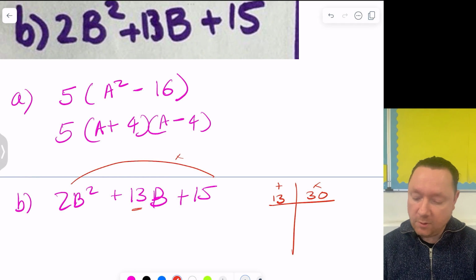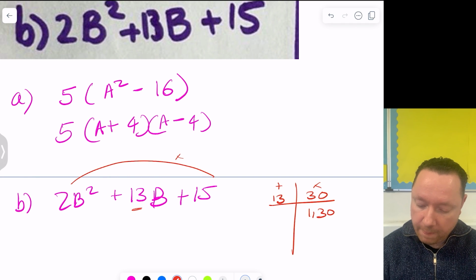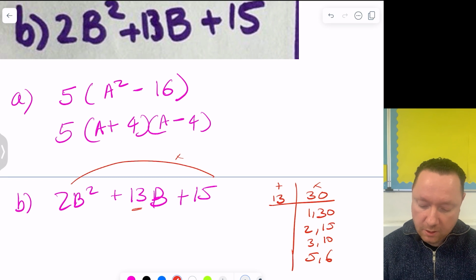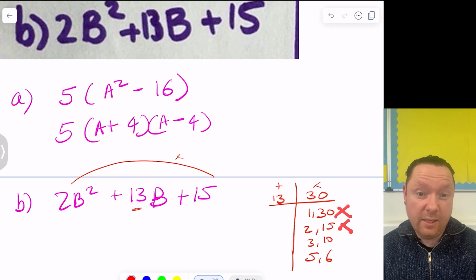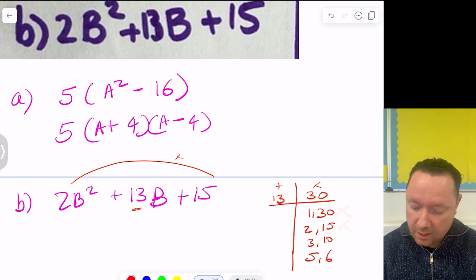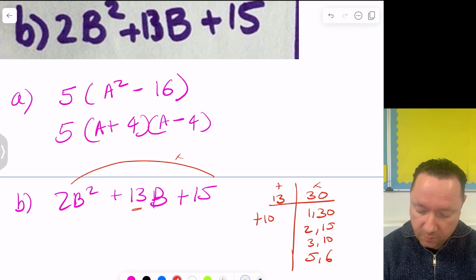So numbers that times to make 30. Well, I've got 1 and 30, 2 and 15, 3 and 10, 5 and 6. And I want to pick the pair that when I add them together, I get the answer 13. Now they have to be added because the last number's positive. So 1 and 30 doesn't work, 2 and 15 doesn't work. I could do 15 take away 2, but that'll give me minus 30. 10 and 3, that works, and that one doesn't. So I'm just going to write plus 10 plus 3.